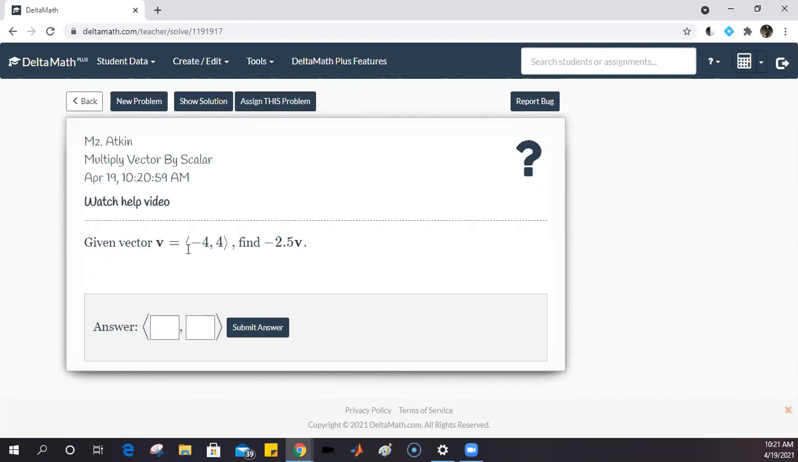Okay, next one, same idea. Given a vector v is equal to -4, 2, it says find -2.5 times v. Now this time we're not drawing it, we're just finding it algebraically. Not as interesting, admittedly. Kind of more fun to see the picture, but we're literally just going to take -2.5 times each of these components. This is going to equal, let's see if I can draw better this time, -2.5 times -4, comma, -2.5 times +4.